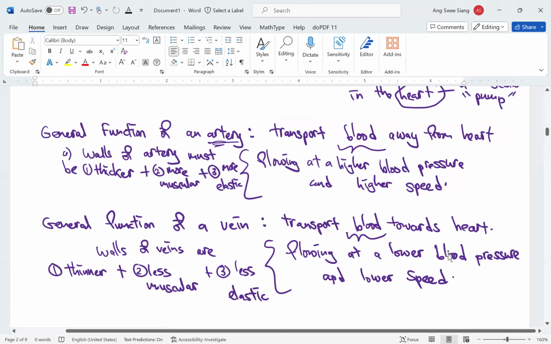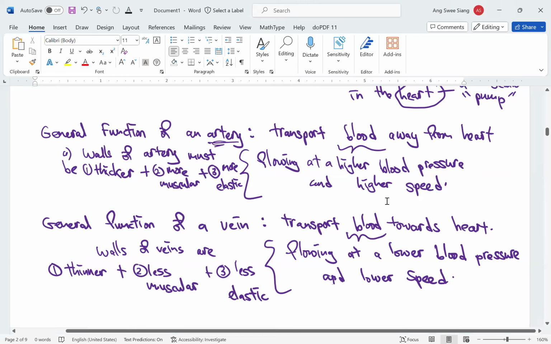Then what else? What other differences can you think of? Okay, this is for the structure and function, just some very general structure and function. Just now I heard some of you mention another structure that is usually only found in veins, related to the blood flowing at a lower blood pressure and lower speed. Yes? Valves. Okay, very good.